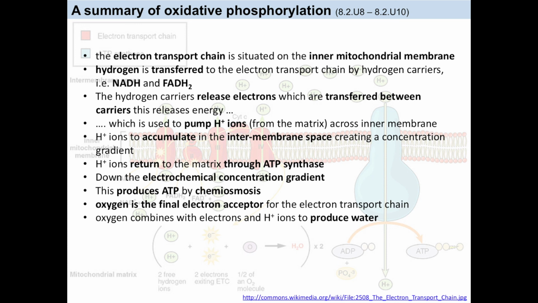Chemiosmosis. And oxygen needs to be the final. If this was a play, oxygen is the final character to come out of the stage. And by the way, I'm oxygen. I need to receive electrons and protons. I can form water.